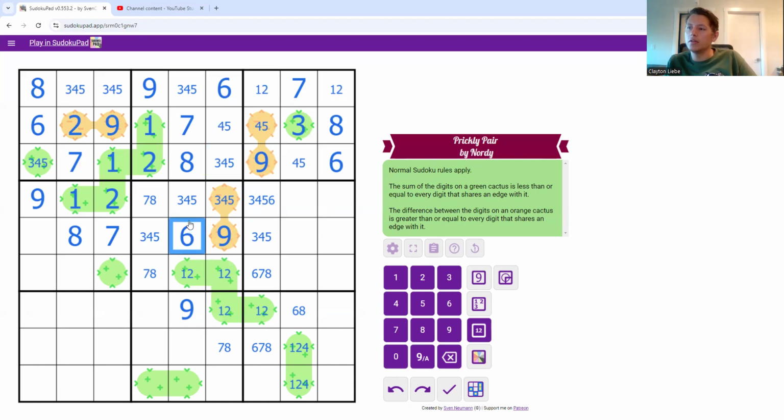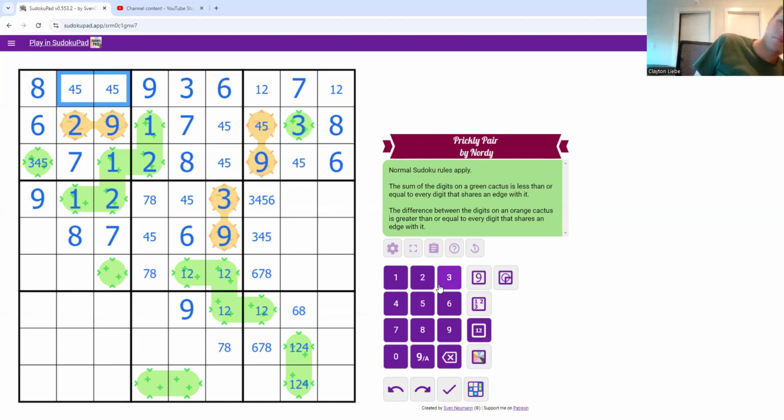Oh, we have a 6 here. This is a 3. That's the way to see it. Look at that. This difference has to be 6 or less. So we get a 6. So we have a 4, 5 pair, so we get a 3. That's going to give us a 4, 5 pair. Great. Okay. This is no longer 3. This is a cool puzzle. This really is a cool puzzle.